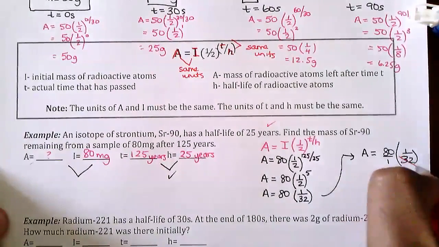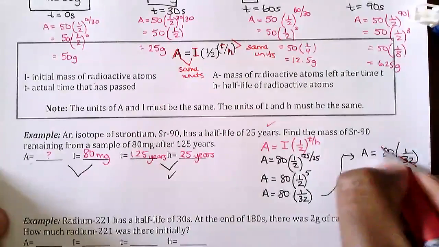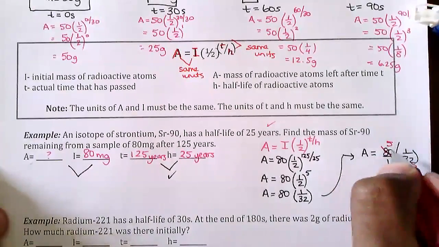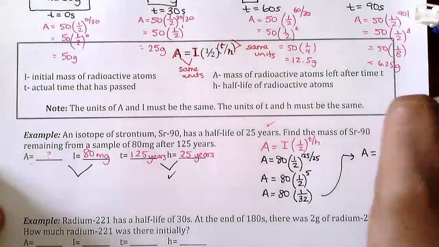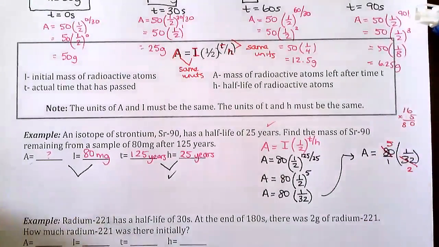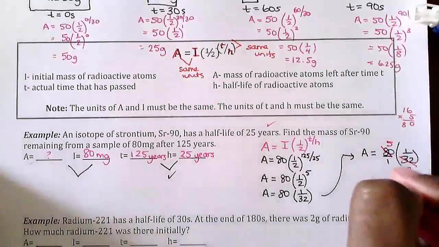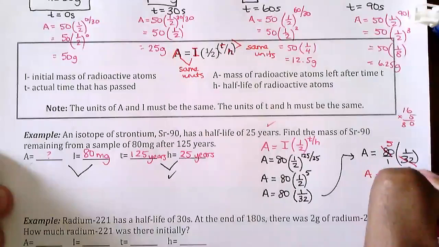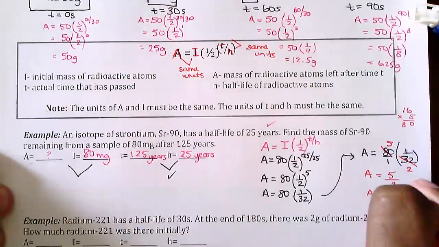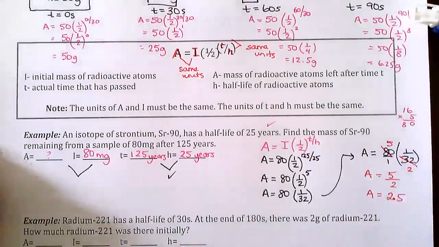So if I divide 32 by 16, that's 2. And 80 by 16, that's 5. Let me just make sure: 16 times 5 is 80. Okay? So now what I have is amount is equal to 5 times 1, which is 5, divided by 1 times 2, 2. So amount is equal to 2.5.